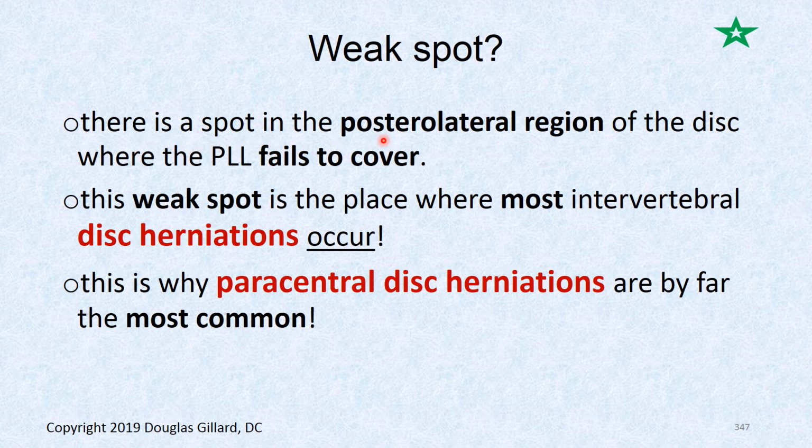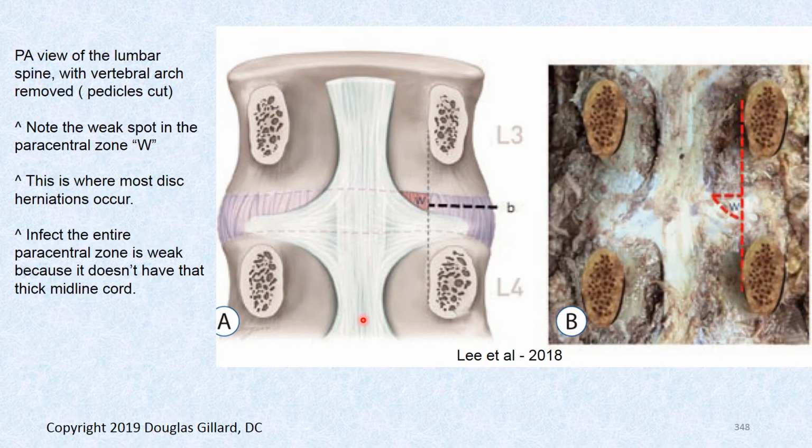There is a weak spot, which we talked about, on the superior posterior lateral corner of the disc. I'll show you a picture of it. There's actually no posterior longitudinal ligament there, and herniations can occur right in that place. This is why paracentral herniations are so important.